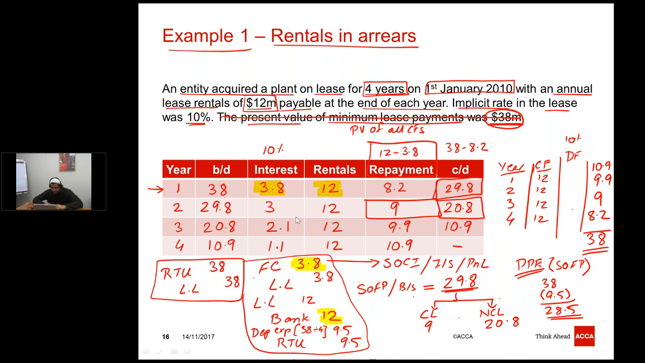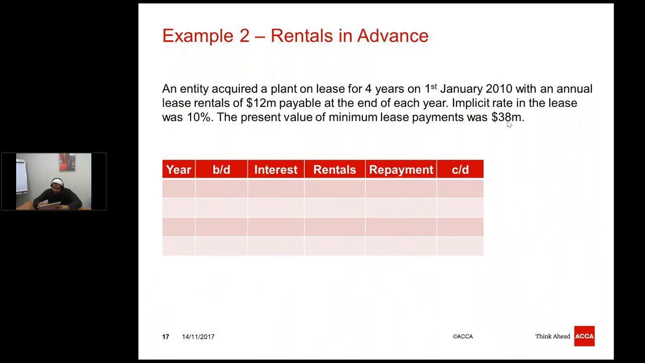Okay, there's a question. Why do we need the repayment column? We need the repayment column actually to calculate the current liability. So actually the total liability is 29.8, out of which this is current and this is non-current. So to calculate the current and the non-current breakup, that's why we are making the repayment column. Yes, this is a tough topic, but one of the importance as well. So let's move on to example number 2.